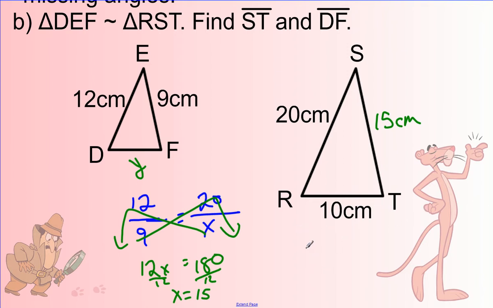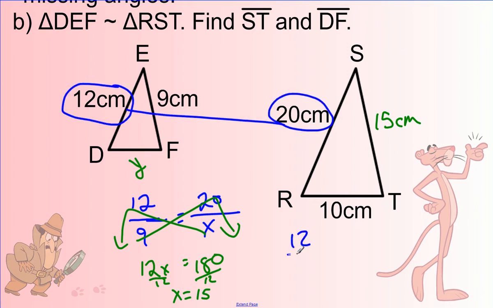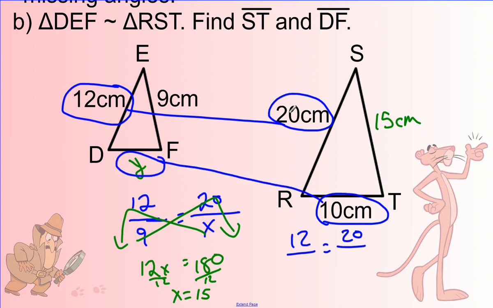And we can do the exact same thing. I can set up almost the exact same proportion. I'm going to relate 12 and 20. 12 corresponds to 20 the same way that 10 and y correspond. So 12 to 20, y to 10. And we cross multiply, and we're going to get our answer.